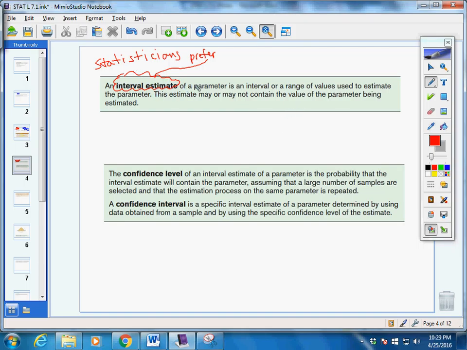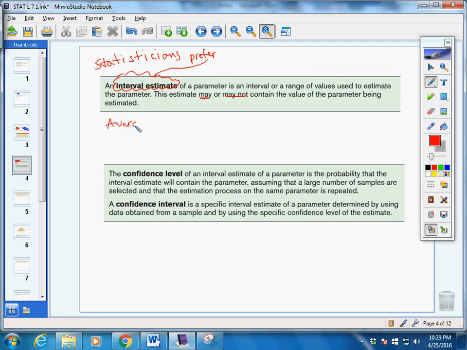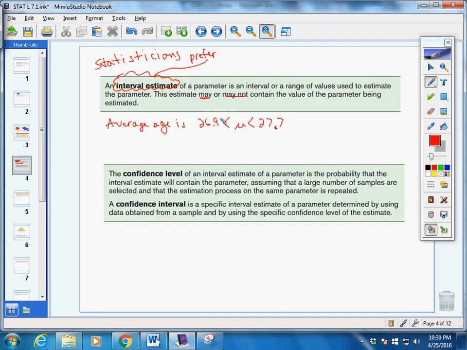The interval estimate of a parameter is the interval or range of values that is used to estimate the parameter, that measure we're getting from the population. It may or may not contain the value of the parameter being estimated. So instead of saying that the average age of college students is 22.3 years, maybe we could say the average age is between 26.9 years and 27.7 years. Now, remember, when I gave you this example, I said it was 22.3 years. Well, this is an interval estimate, and the estimate may or may not contain the actual value.